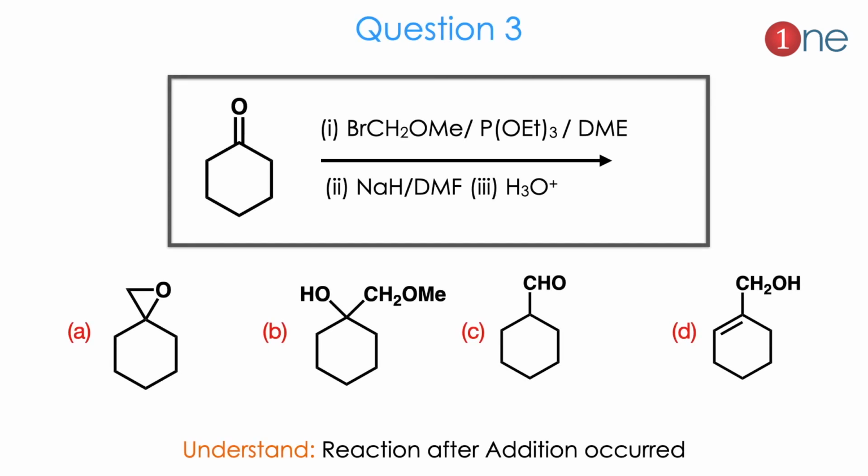Then question number 3. Question number 3 contains cyclohexanone. The reagents are bromine, sodium methoxide, and phosphine ethoxide, and the solvent DMA. Here in another step, the reagents are sodium hydride and DMF and acid hydrolysis. Here they ask you to find the product. The question is really about what happened to the reaction after the reagents are attacked. Whether a ring is formed, or new carbon is added, or reduction happened.